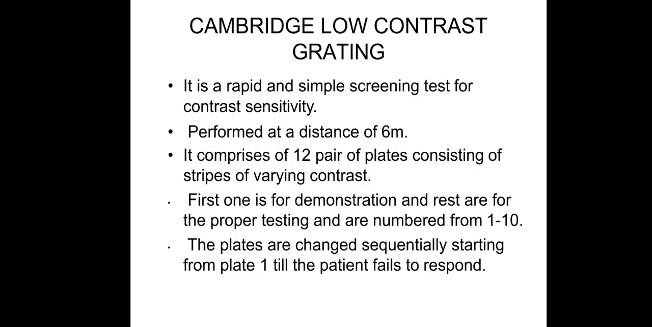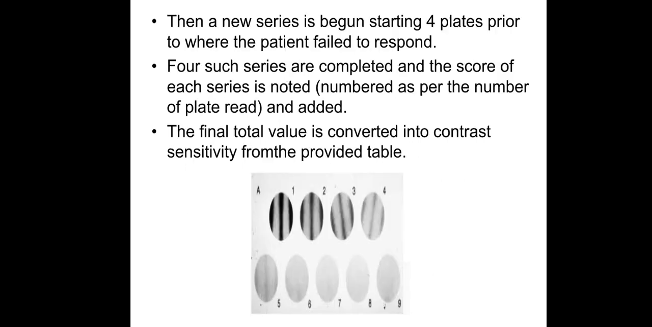So next is the Cambridge low contrast sensitivity grating. It is a rapid and simple screening test for contrast. It is performed at a distance of 6 meters. It comprises 12 plates consisting of stripes of varying contrast. The first one is for demonstration, so that we can teach the patient what we are trying to do, and the rest are for proper testing, numbered 1 to 10. The plates are changed sequentially, starting from plate 1, till the patient fails to respond.